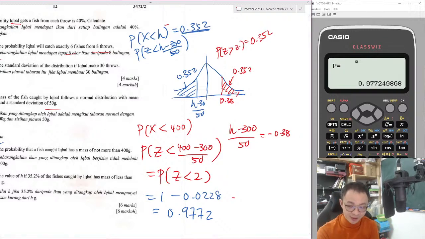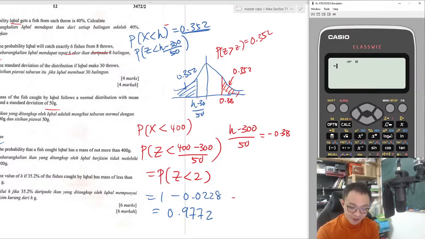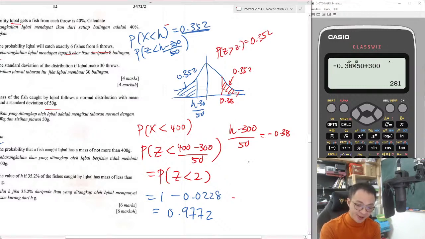Which is negative 0.38 multiply 50 plus 300. Yeah, my H equals 281.